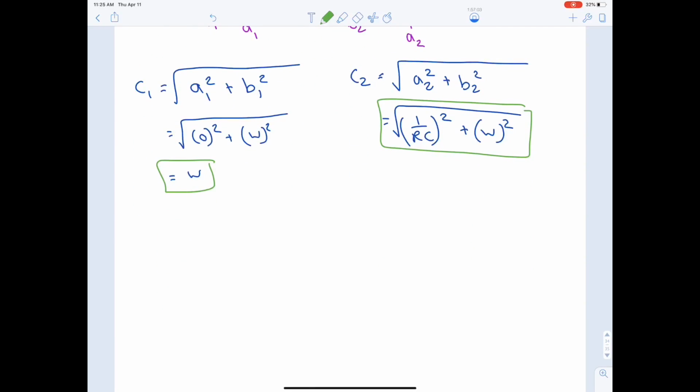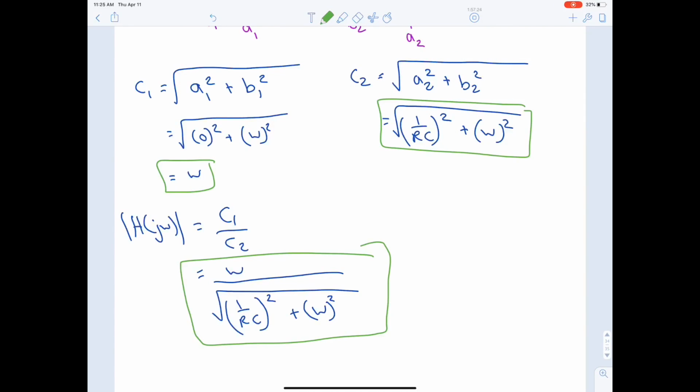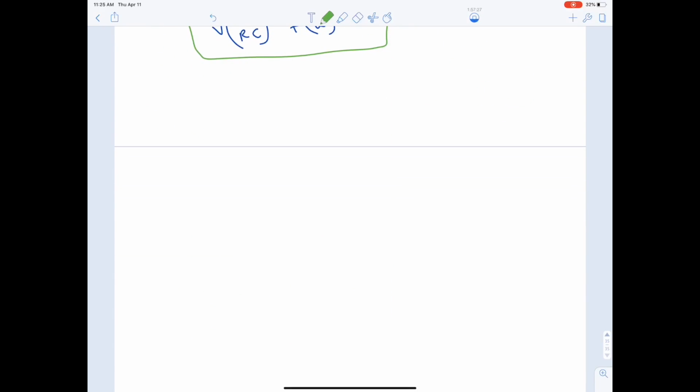The magnitude will be c1 divided by c2, which is equal to omega divided by the square root of 1 over rc squared plus omega squared. Okay, that's the magnitude. Let's now find the phase angle. C.